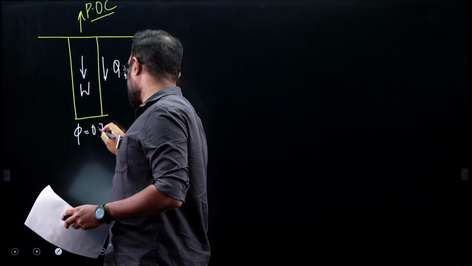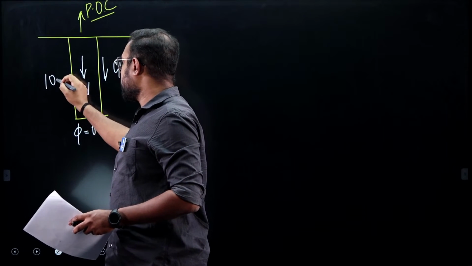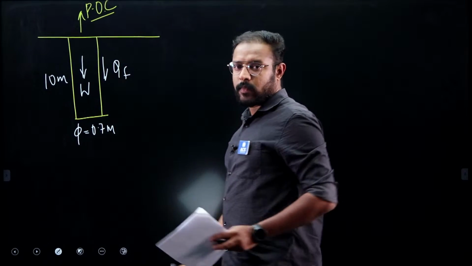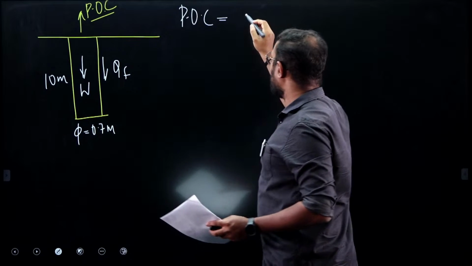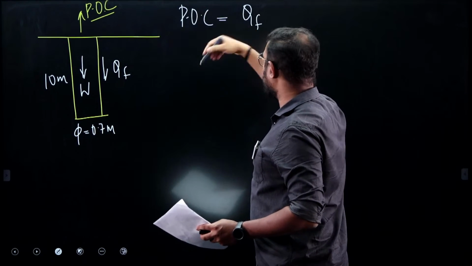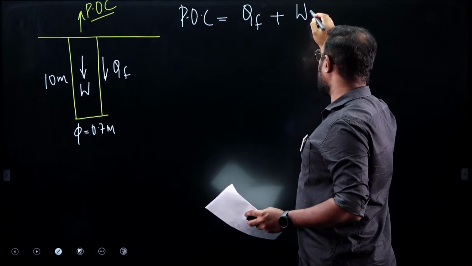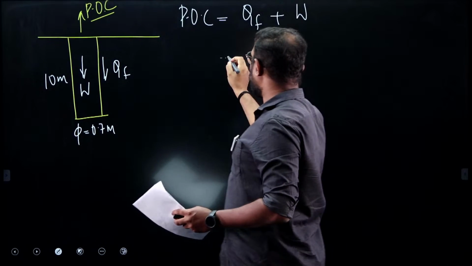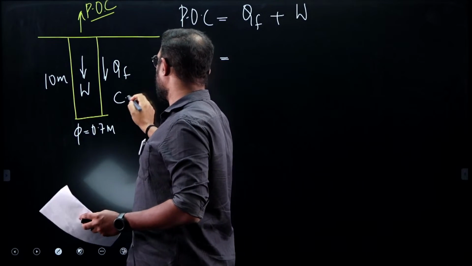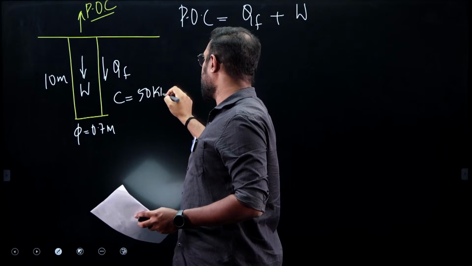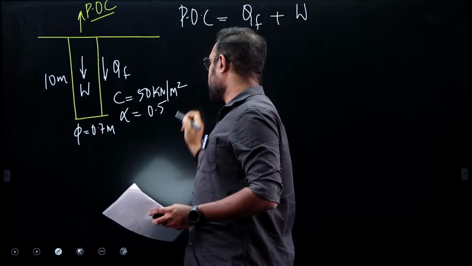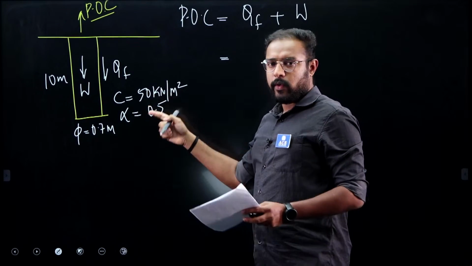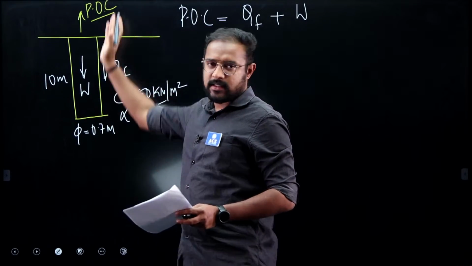Diameter of the pile is given to me as 0.7 meter. Total depth of the pile embedded is 10 meter. So the pull out capacity of the soil is the skin friction plus the weight of the pile. Now how to calculate the skin friction? We know that the cohesion for the soil is 50 kilonewton per meter square, and the adhesion factor is 0.5. So multiply these two, you will get the force that is resisting.